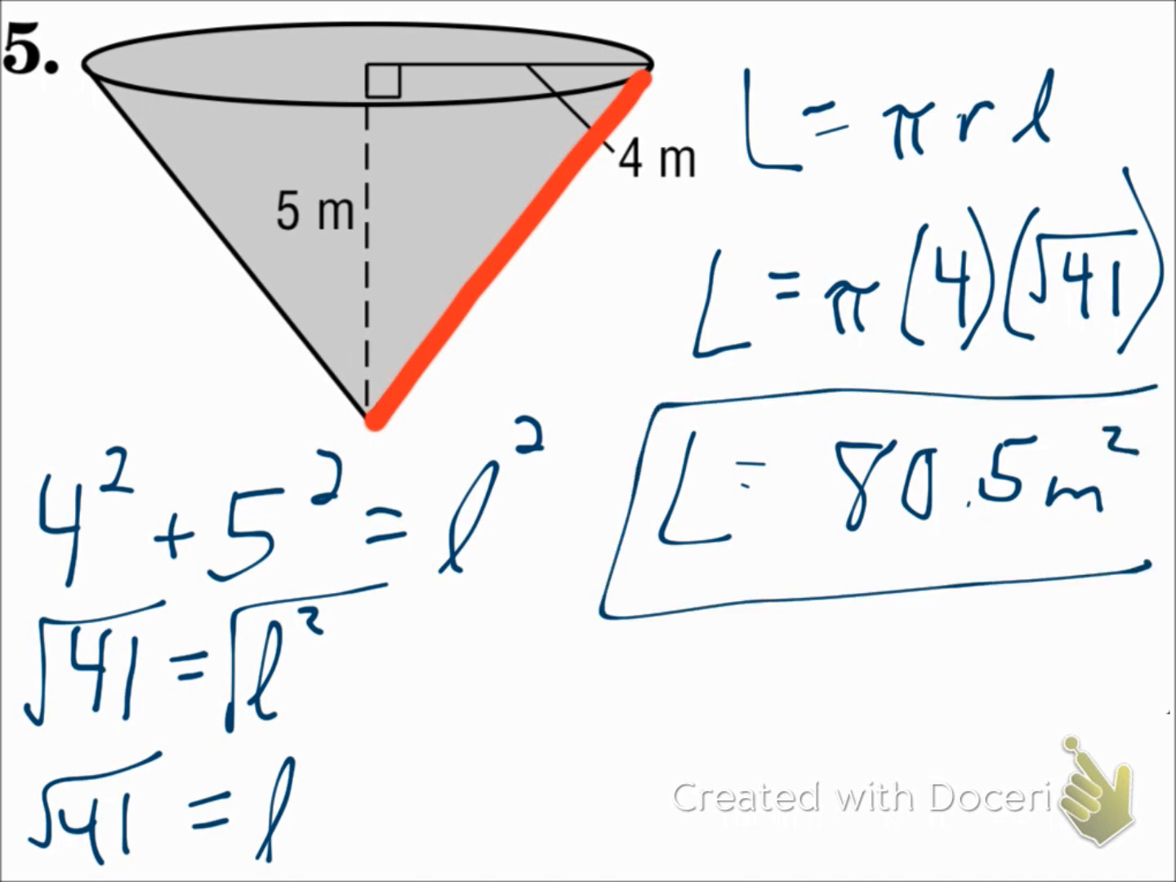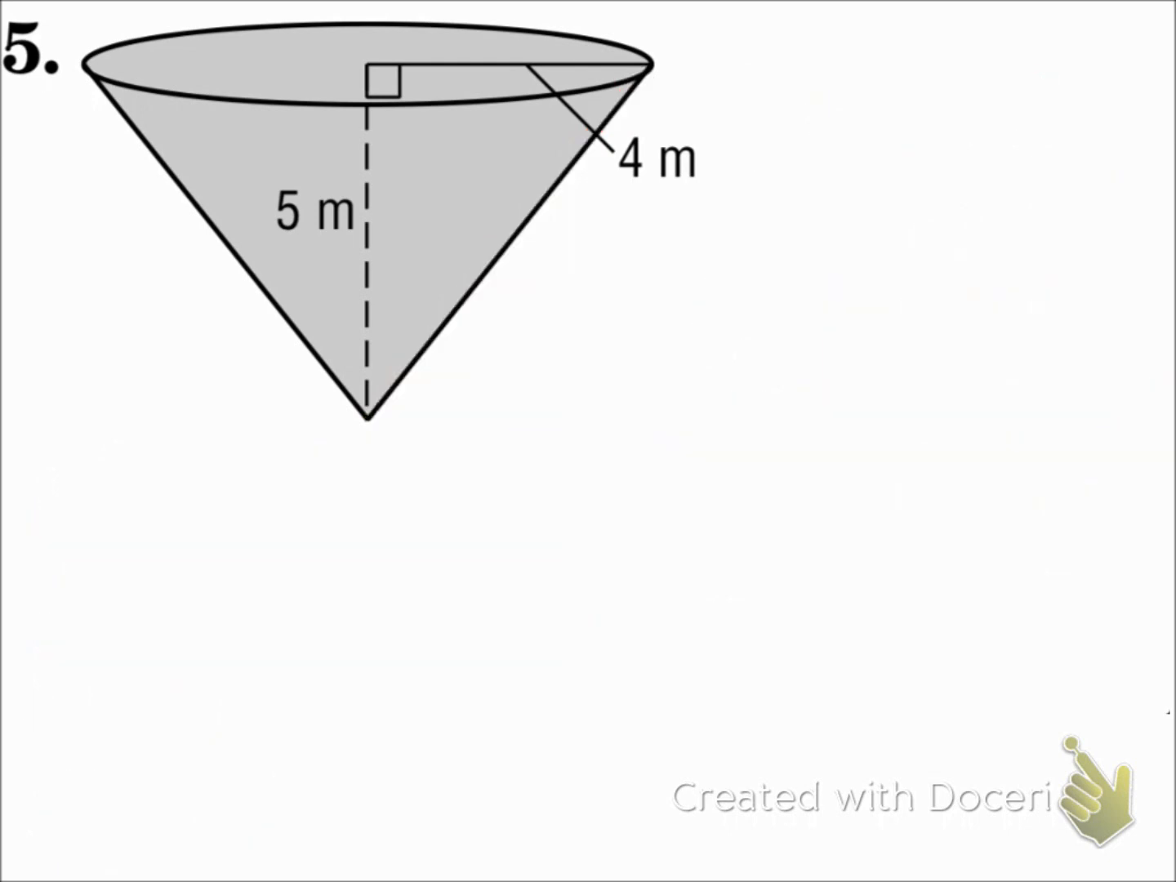So since we didn't know the hypotenuse there, which was the slant height, we did the Pythagorean theorem to find it, and then we substituted in the correct value. For the total surface area of a cone, the formula is pi r L plus pi r squared, adding the pi r squared there to get the area of the circle base.